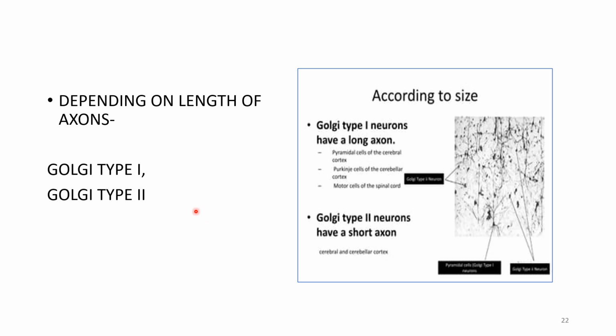Now coming to Golgi type 2, which has short axons. They are especially numerous in the cerebral cortex, cerebellar cortex and the retina. So Golgi type 2 neurons are mostly present in the cerebral and cerebellar cortex and the retina.